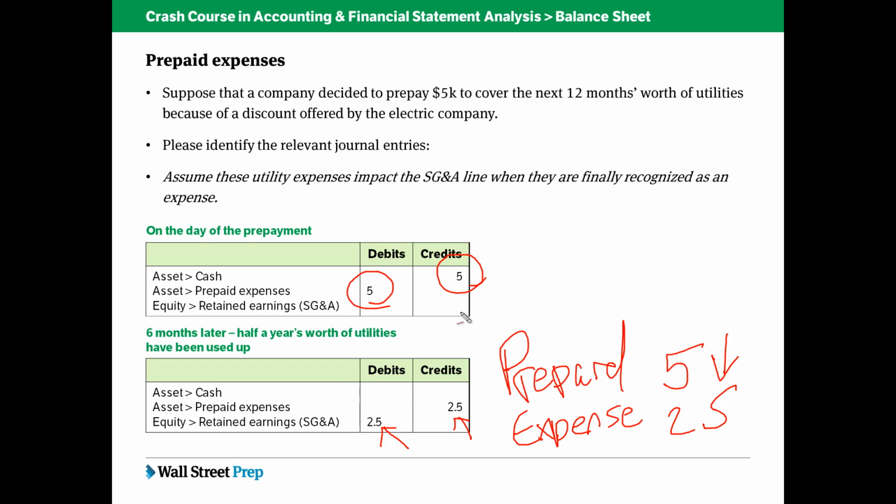For those of you who are wondering what happened 6 months after that, well, another $2,500 worth of credit to prepaid expenses, bringing it down all the way to 0. So by the end of the year, you fully used up all the electricity you prepaid, and retained earnings went down by another 2.5. You will have, by the end of the year, recognized a full $5,000 worth of SG&A expense associated with utilities, just not at the beginning.